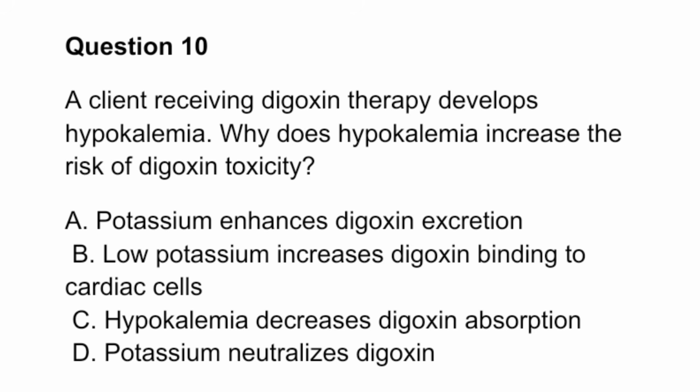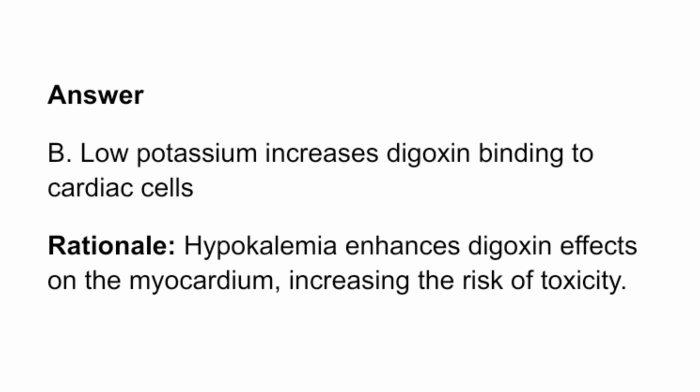A. Potassium enhances digoxin excretion. B. Low potassium increases digoxin binding to cardiac cells. C. Hypokalemia decreases digoxin absorption. D. Potassium neutralizes digoxin.